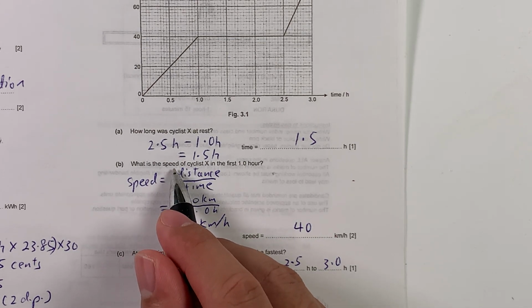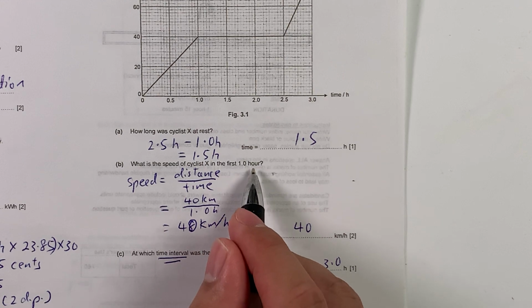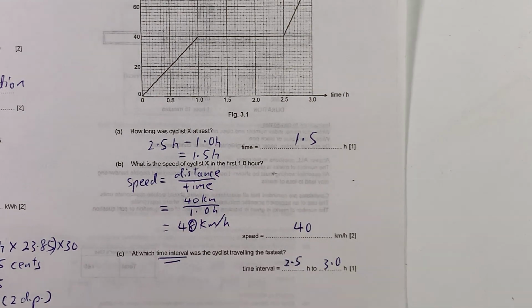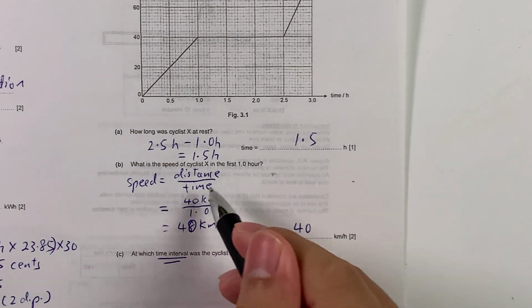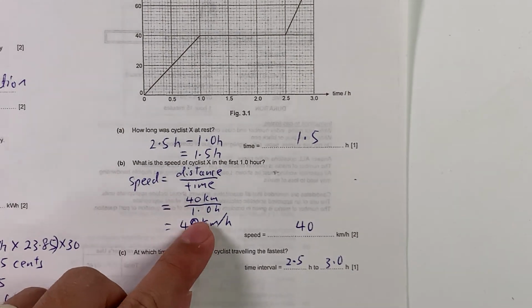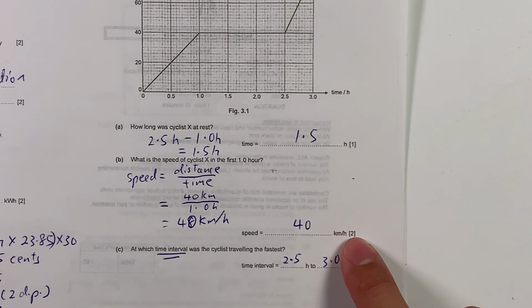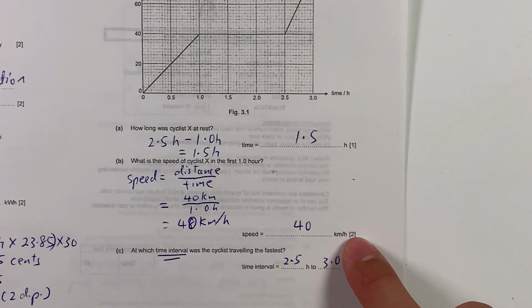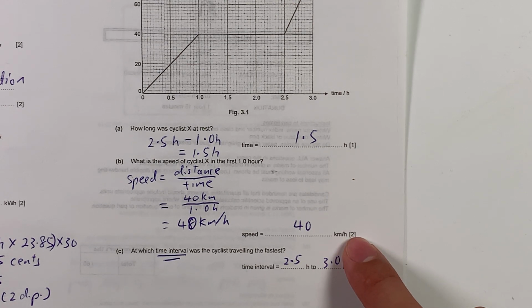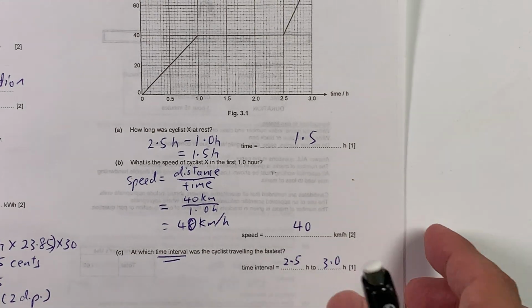The next question asks you what's the speed of the cyclist X in the first hour. Okay, first 1 hour. So distance divided by time would be the formula. Speed equals the distance divided by time. Okay, 40 divided by 1, you get 40 kilometers per hour. Please take note. Check the units. If they want you to present the answer in meters per second, you need to convert your distance into meters and time into seconds. Okay, so please read carefully.